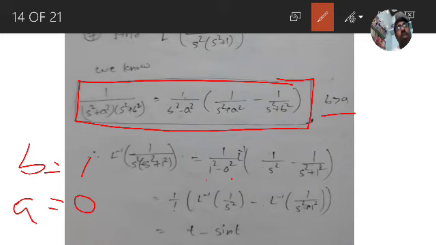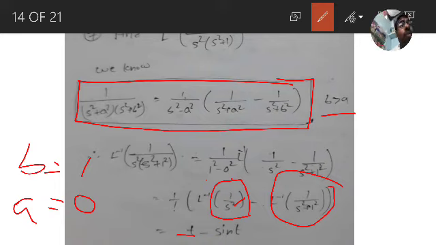So what is the formula here? What is the standard formula? Which formula are you using here? L inverse of 1 by s square. L inverse of 1 by s power n is t power n minus 1 by (n minus 1) factorial. Here n is equal to 2. So that is t power 1 by 1 factorial, that is t. Now what is the standard formula here?